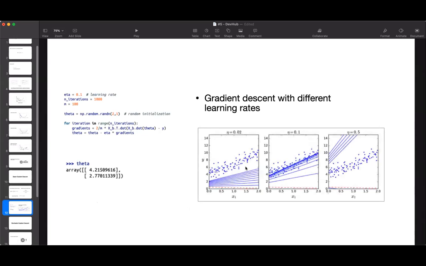So here you are seeing three diagrams. On the left, the learning rate is too low. In the middle, the learning rate looks pretty good. But on the right, the learning rate is too high. So how am I judging that the middle one is good? Because in just a few iterations, it has already converged to the solution. Whereas on the right, the learning rate is too high. The algorithm diverges, jumping all over the place and getting further and further away from the solution.